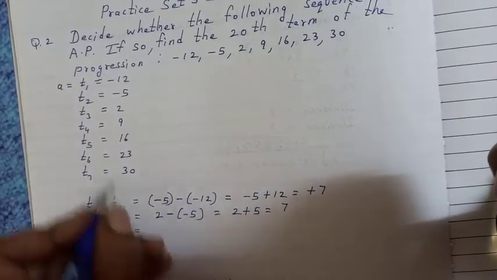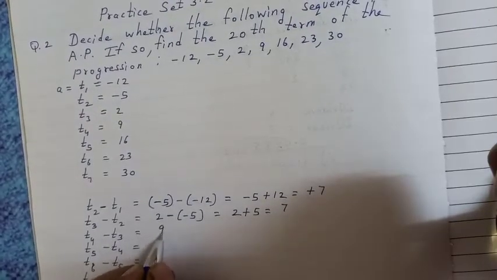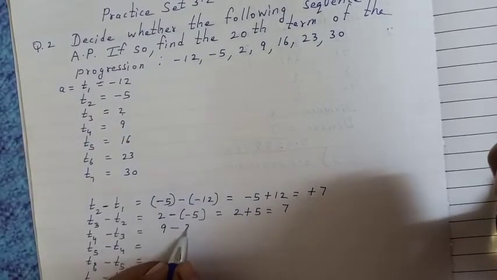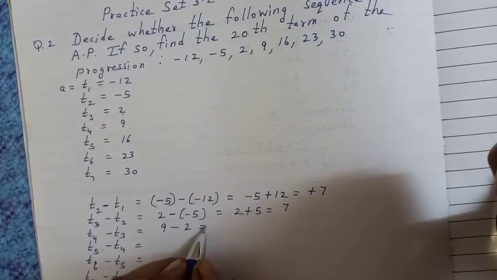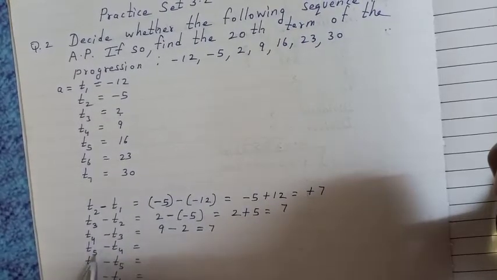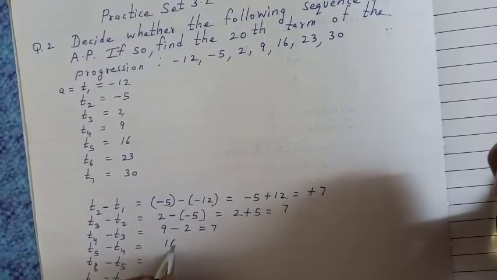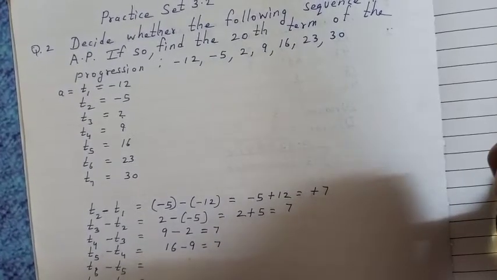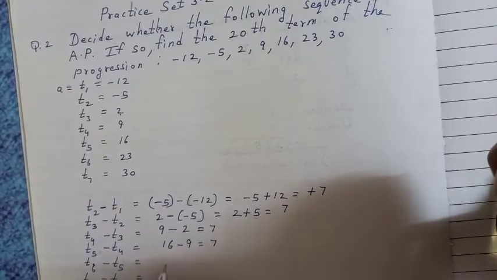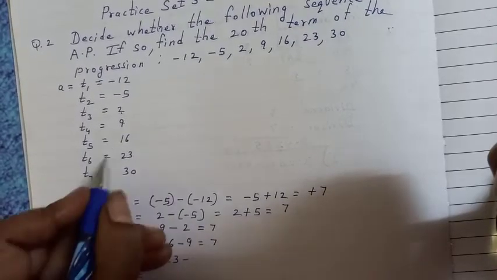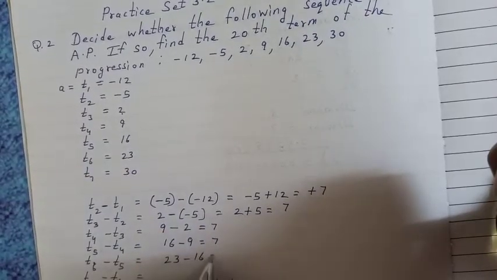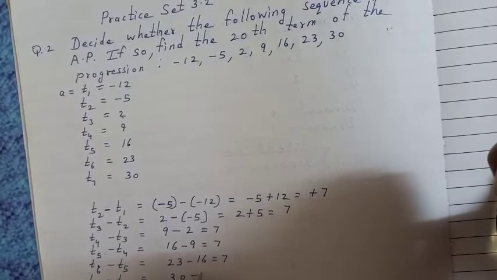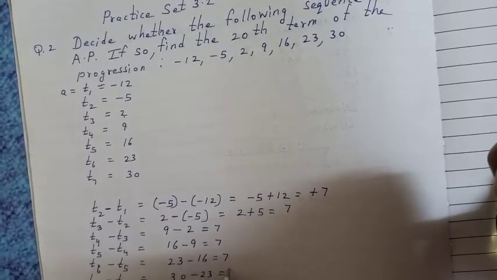Okay, next, T4 minus T3. What is the fourth term? 9. Minus the third term, 2. 9 minus 2 is 7. Fifth term, 16, minus fourth term, 9. 16 minus 9 is 7. Next, T6, 23, minus fifth term, 16, is equal to 7. Seventh term, 30, minus sixth term, 23, that is equal to 7.